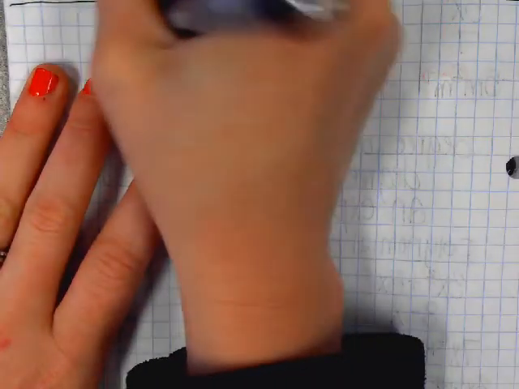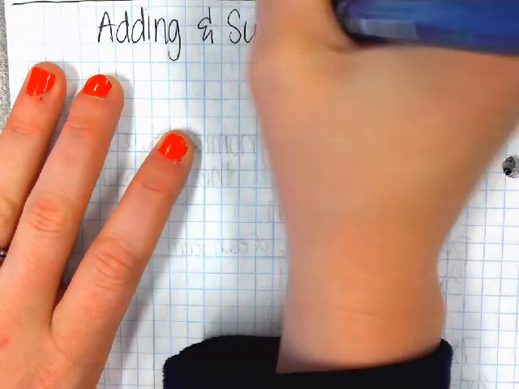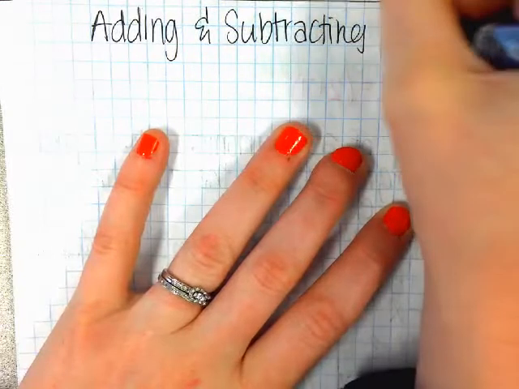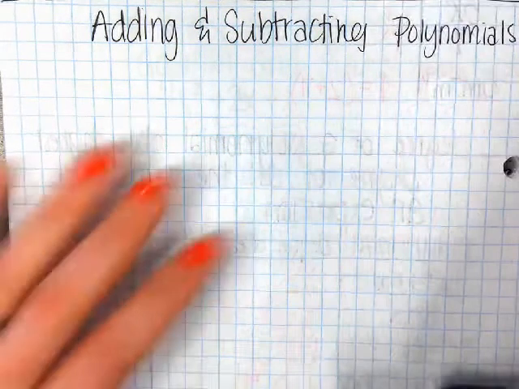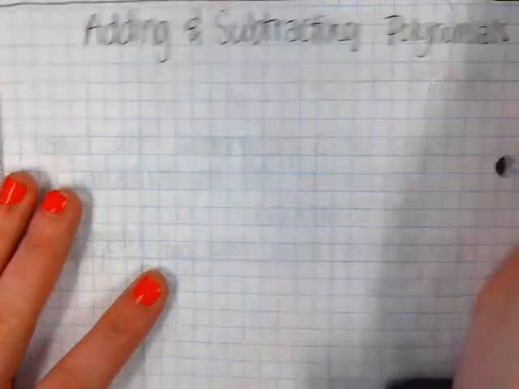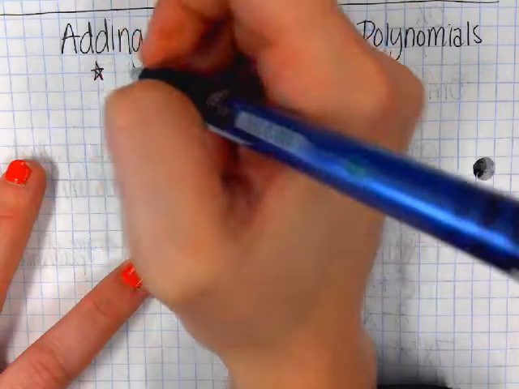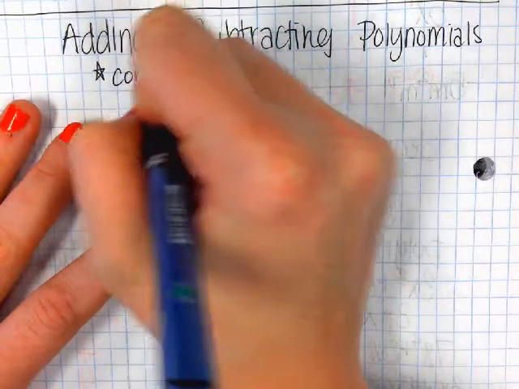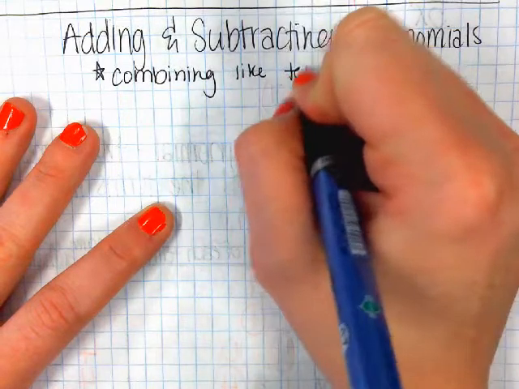So we are going to be adding and subtracting polynomials. The main thing that happens when you're doing adding and subtracting is you're going to be combining like terms.